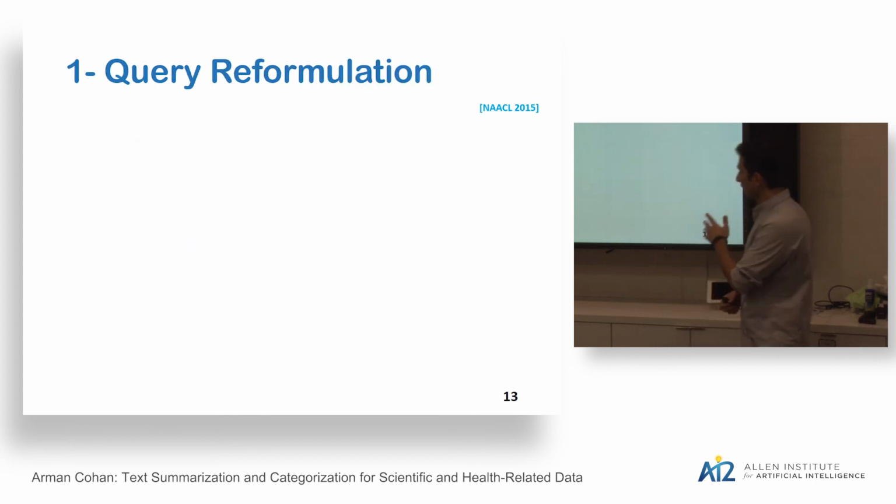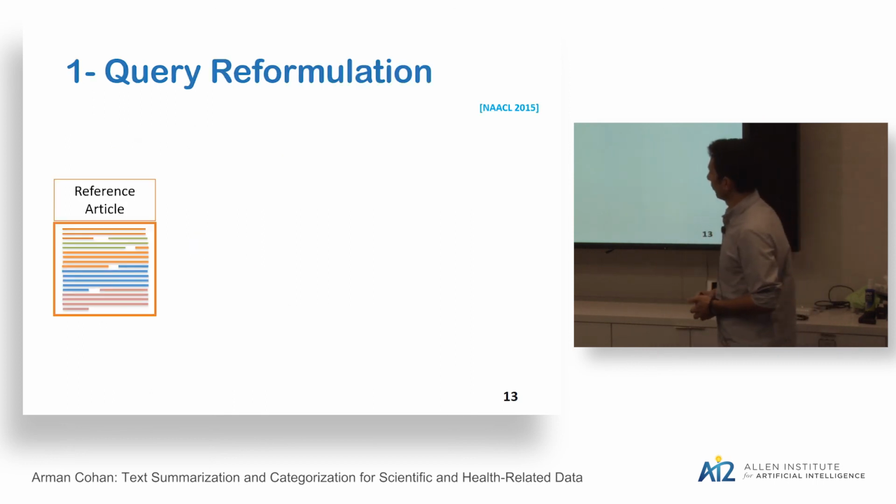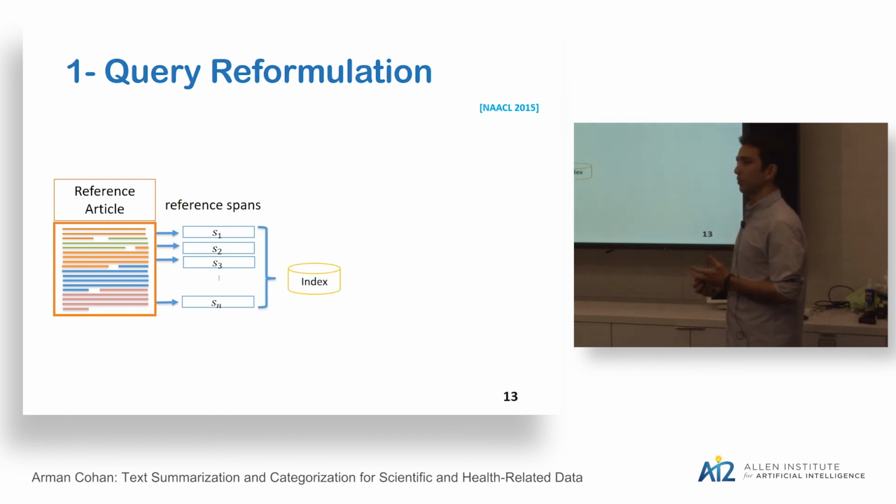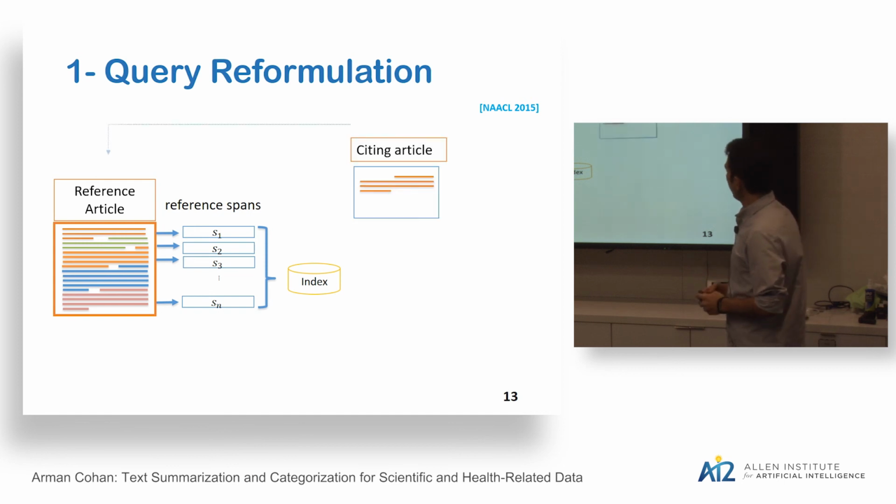So this is the general framework of our query formulation method. We have a reference article that has several textual spans. These can be sentences, a couple of sentences, or part of a sentence. We take them and index them into a search engine. On the other hand, we have a citing article that talks about this work. In it, there's a citation that we want to find what parts are related to it.